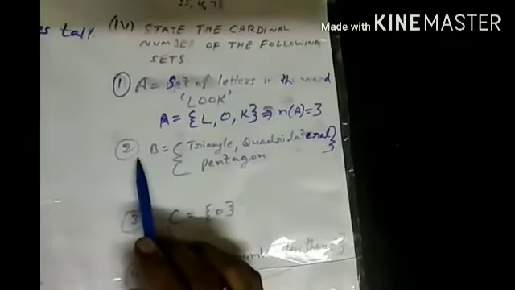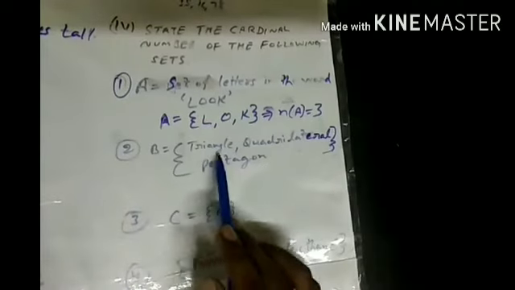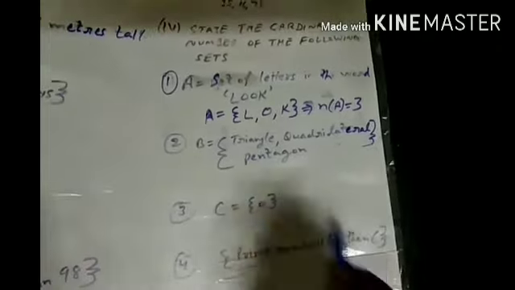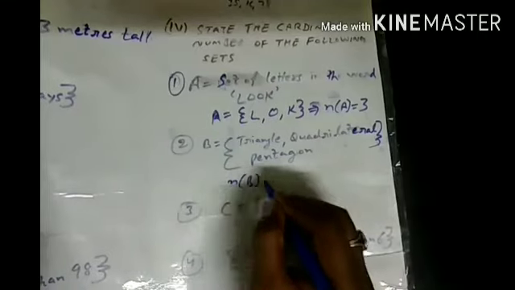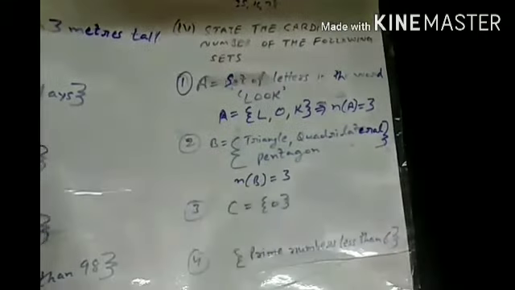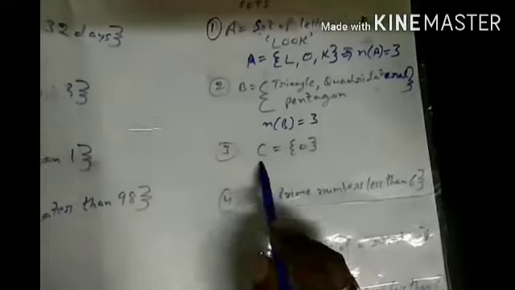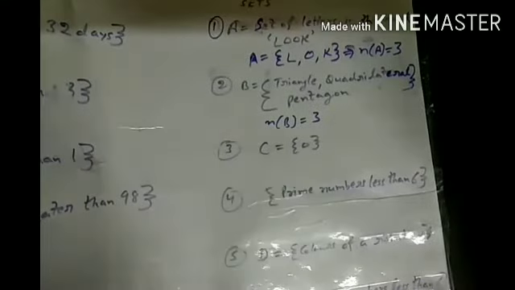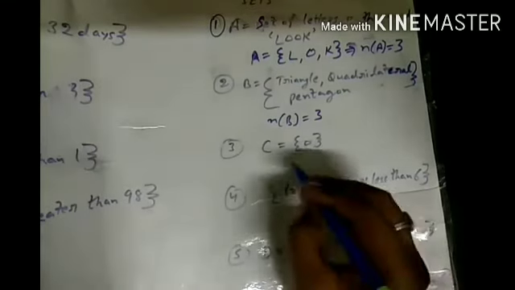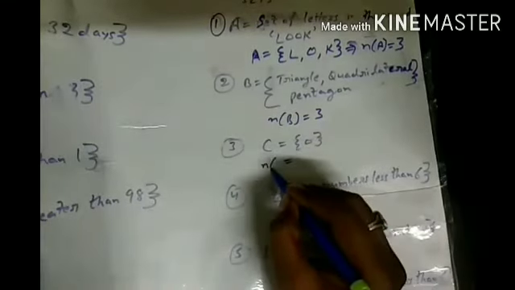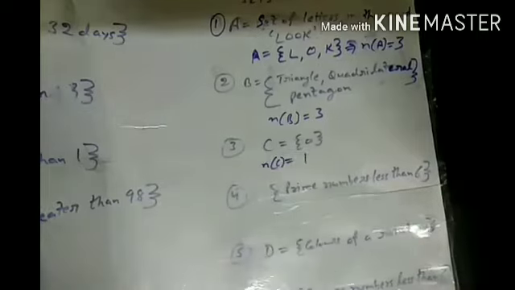After that, question number 2, B: triangle, quadrilateral and pentagon. How many members are there? Only 3 members are there in set B. Therefore number of elements in B is 3. This is the answer. After that, C is a set where 0 is the element in the set. So how many elements are there? Only a single element. This is a singleton set. Therefore number of elements in C is 1.